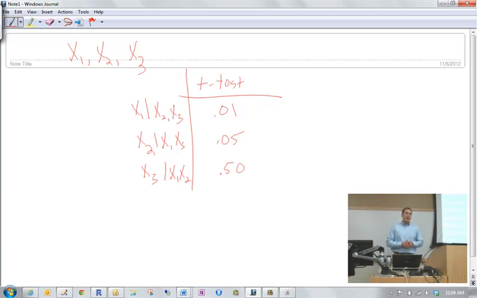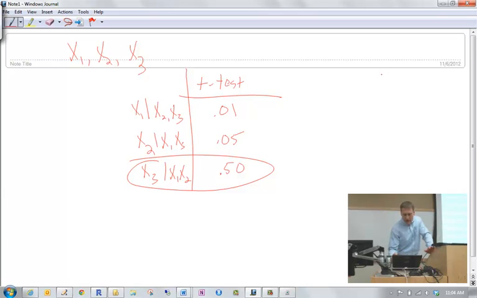Given this information, which variable do you think we should remove first from consideration? X3. So we would remove X3 from the model because we don't reject H0 for it, meaning that there's not sufficient evidence that this variable is important. We'll talk about the ramifications of removing that in a little bit.